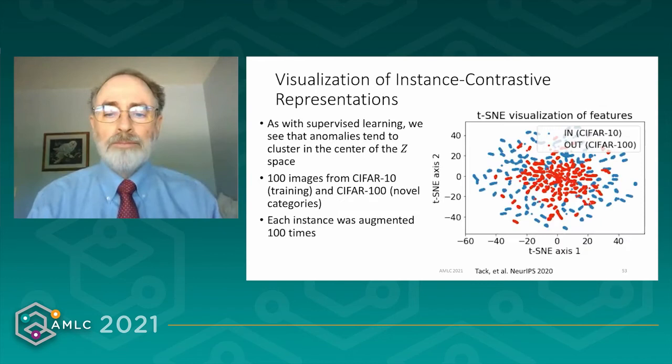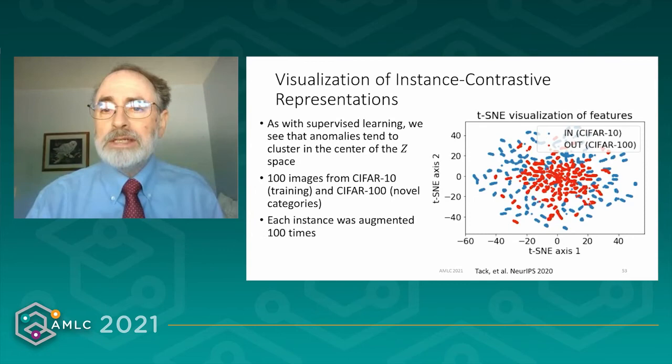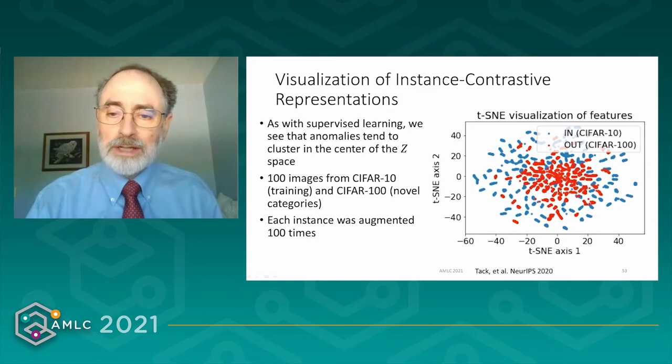Well, there was a paper by Tack et al. that used SimCLR, a variation on SimCLR, to try to do anomaly detection. And they did a t-SNE visualization of the final state of the learned representation. And they found much the same phenomena that we saw earlier. This was for out of distribution evaluation. So the known classes were all from CIFAR 10, and the out of distribution points were drawn from CIFAR 100. But the self-supervised learning had been done on CIFAR 10. And we can see that, again, the novel points are lying toward the center of the space, whereas the ones we trained on are scattered out a lot more.